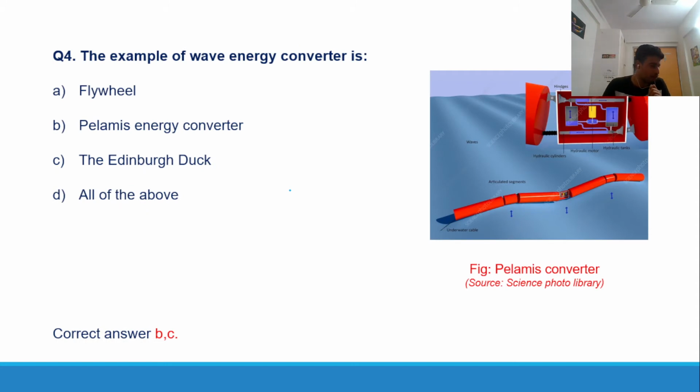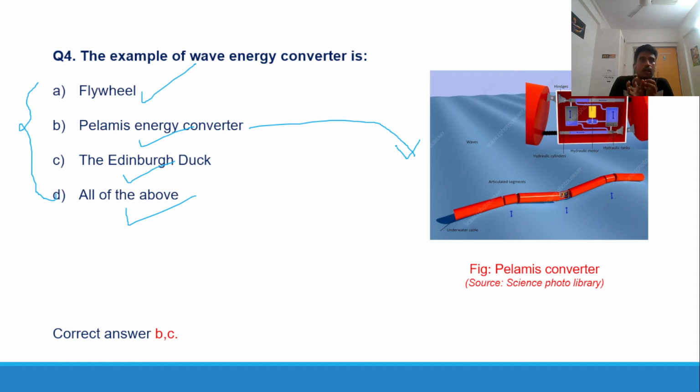Okay, now question 4. Question 4 is about an example of a wave energy converter. So what is an example of a wave energy converter? Is it a flywheel? Is it the Pelamis energy converter? Is it the Edinburgh duck, or all of the above? To answer this question, you need to know what these are: flywheel, Pelamis energy converter, Edinburgh duck, and all of the above. I put a figure of the Pelamis energy converter also because many people are confused about how it works. I will discuss the working also so that you can know what a Pelamis energy converter is.